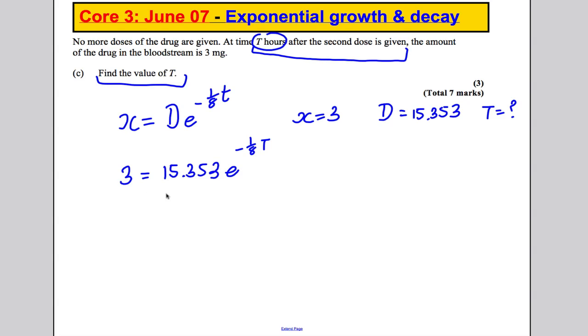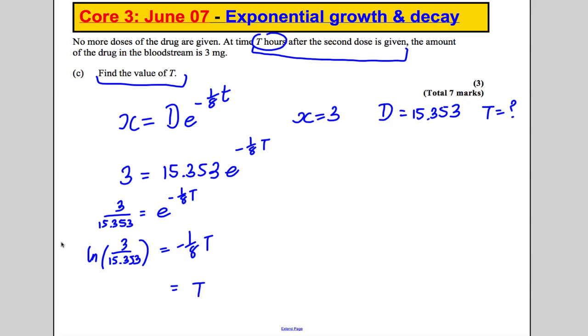Divide both sides by 15.353. So 3 over 15.353 is equal to e to the negative an eighth t. Take lns of both sides and bring down this power. So you would have ln of 3 over 15.353 is equal to minus an eighth times t. So therefore t would be this times negative 8. Okay, so it would be minus 8 ln 3 over 15.353. I think it's best if you keep everything in accurate form and then just round at the end.